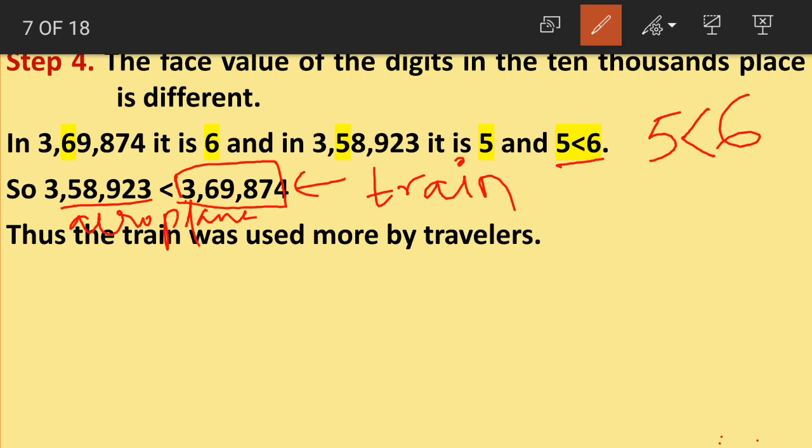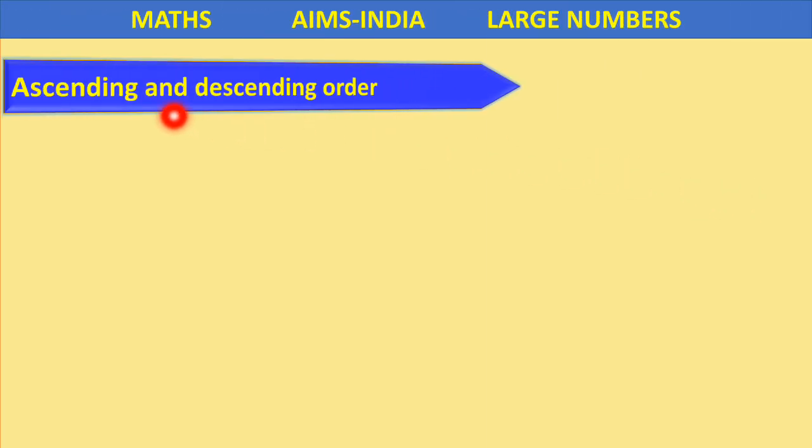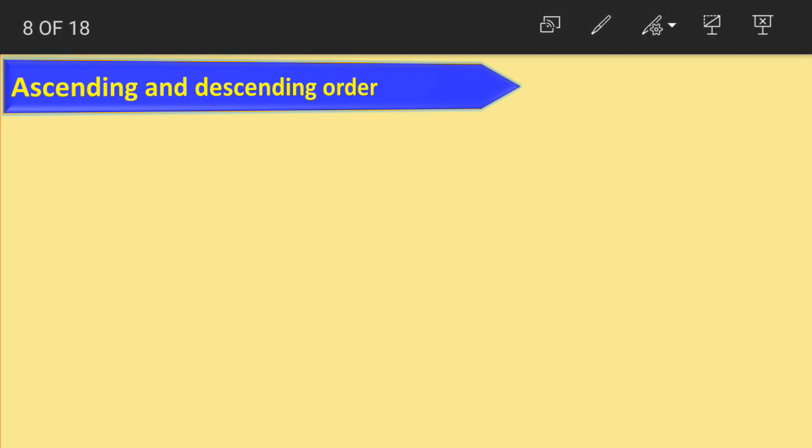3,69,872, which is the number of travellers by train. Thus we can say that the train was used more by travellers. Which was used more by the travellers, children? Train was used more by the travellers. Is this clear? Yes.